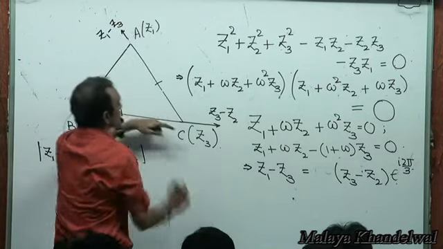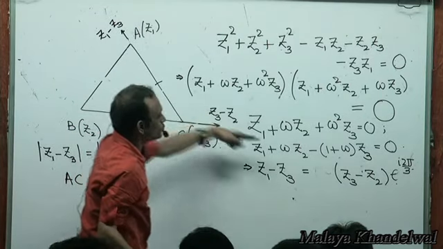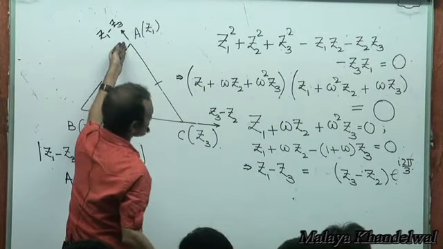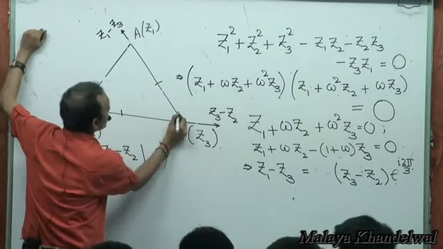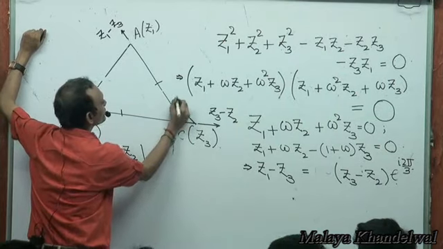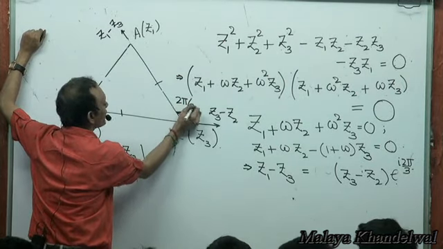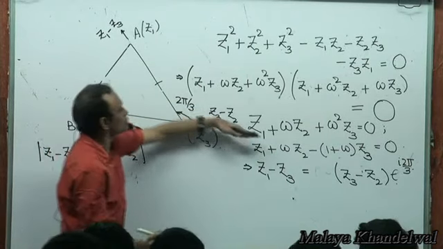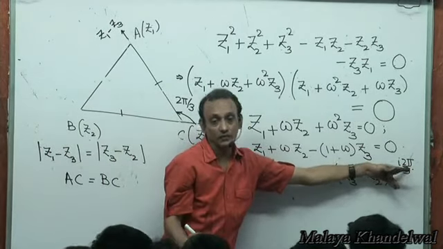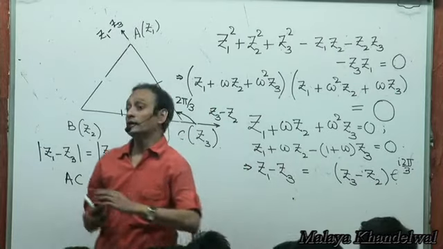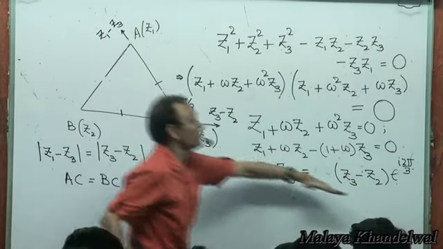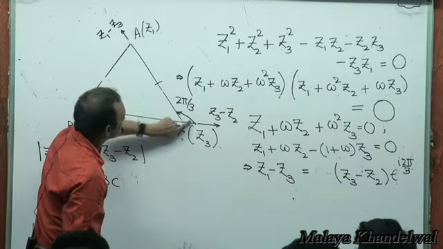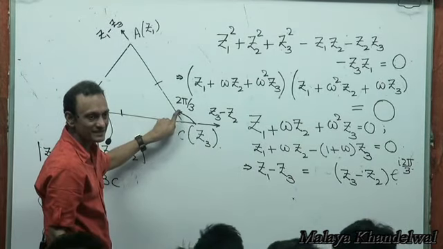What it says is that when Z3 minus Z2 is rotated by 2 pi by 3, it coincides with Z1 minus Z3. That means this angle must be 2 pi by 3, yes or no? If you multiply Z3 minus Z2 with e power i theta, the e power i 2 pi by 3, it rotates by 2 pi by 3, and when it rotates by 2 pi by 3, it coincides with Z1 minus Z3. That means this must be 2 pi by 3, right?